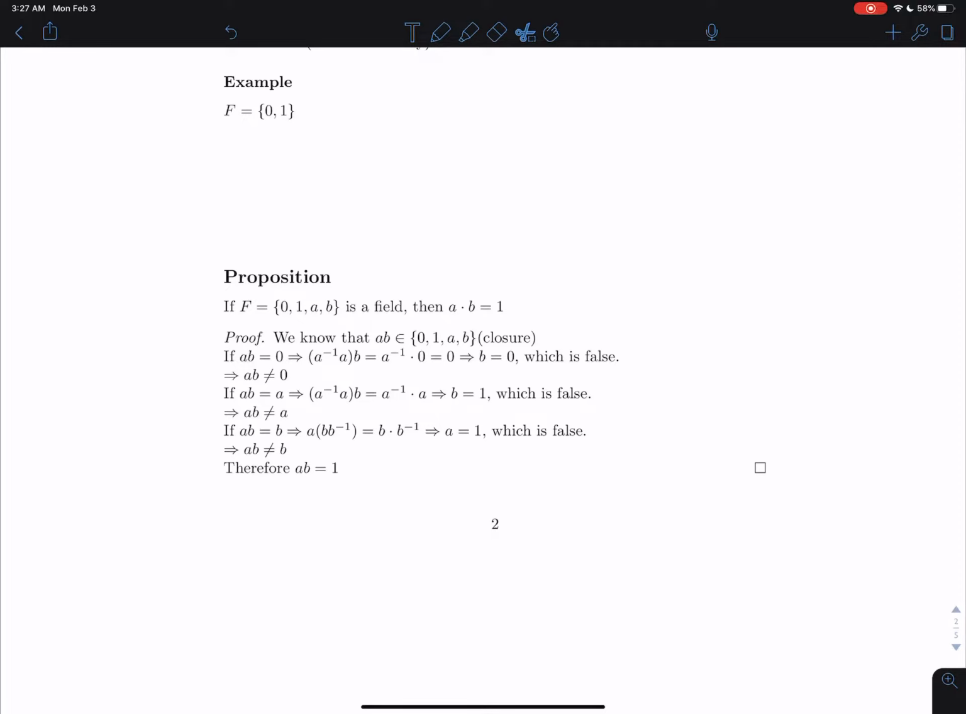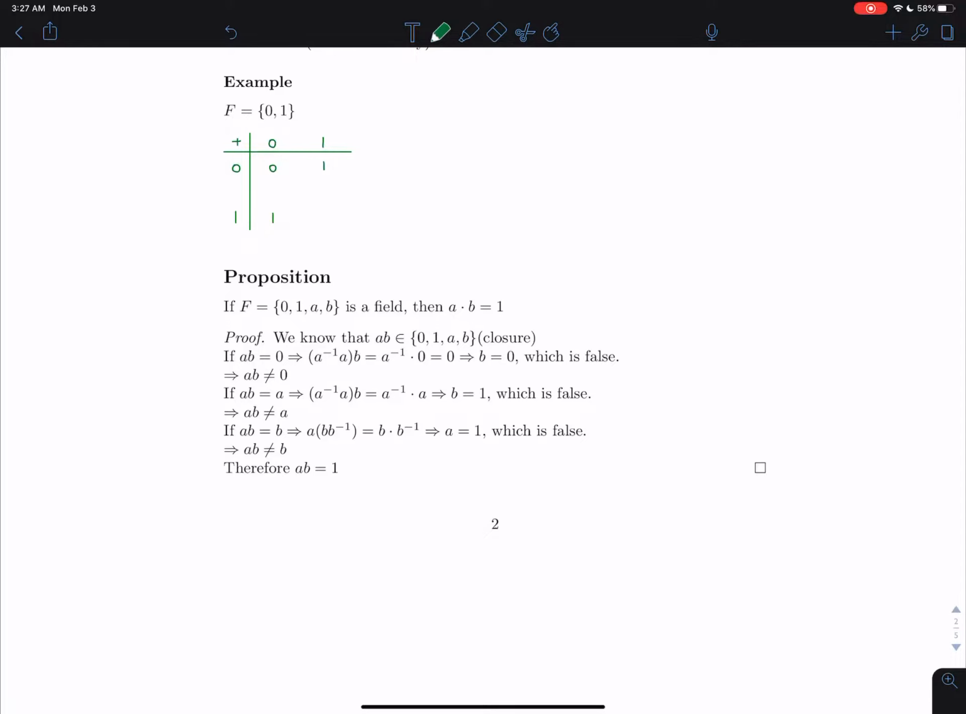Let's look at an example. So this is a field with only two elements, the two essential elements, 0 and 1. Let's draw its addition table. We know that 0 plus anything would give you back the element. So 0 plus 0 is 0, 0 plus 1 is 1, 1 plus 0 is 1.